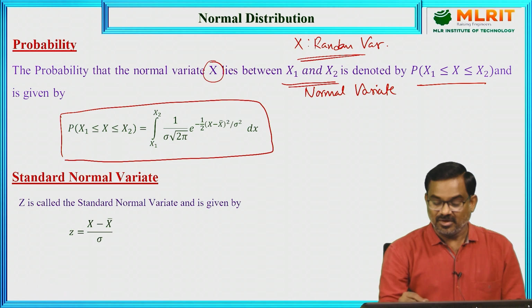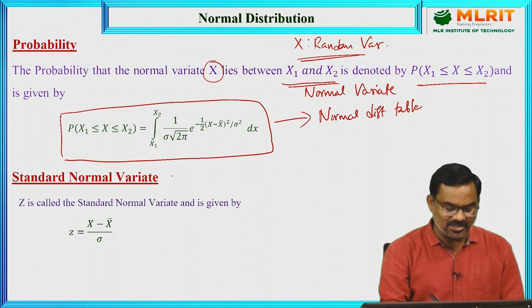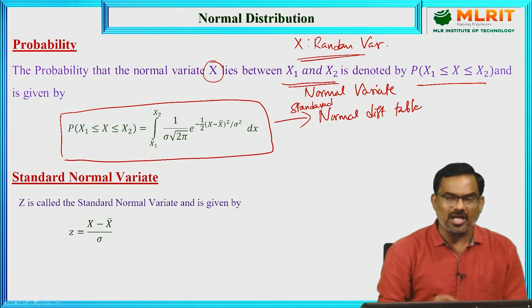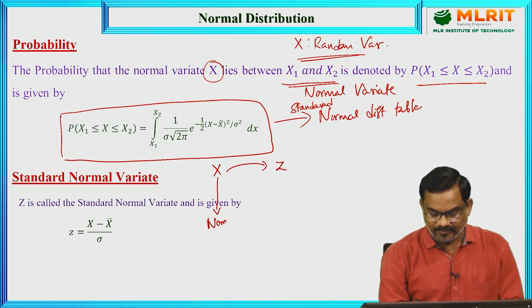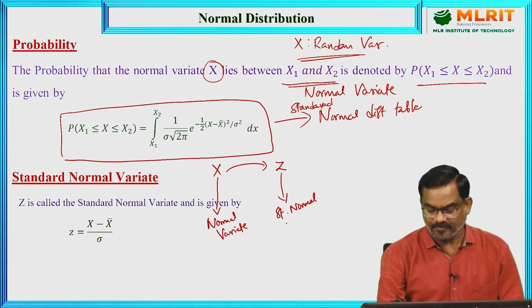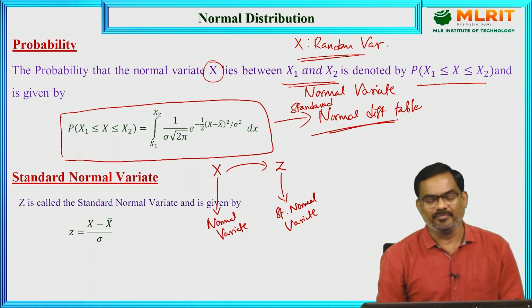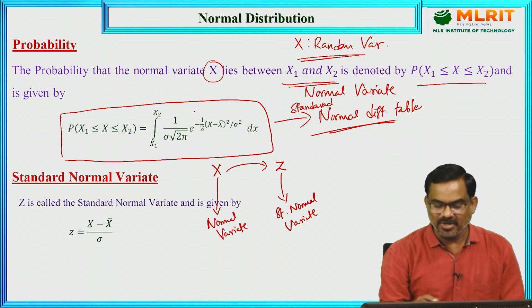But here, to find the probabilities, we use the normal distribution table, which is calculated for standard normal variate values. That is why this is also called the standard normal distribution table. And the standard normal variate converts the x value to a z value. This x is the normal variate, and this z is the standard normal variate. So, we convert x to z and then we use the normal distribution table to find the probabilities. This is in fact only the definition, and we do not use this to calculate the probabilities in normal distribution. Simply we use the normal distribution table.